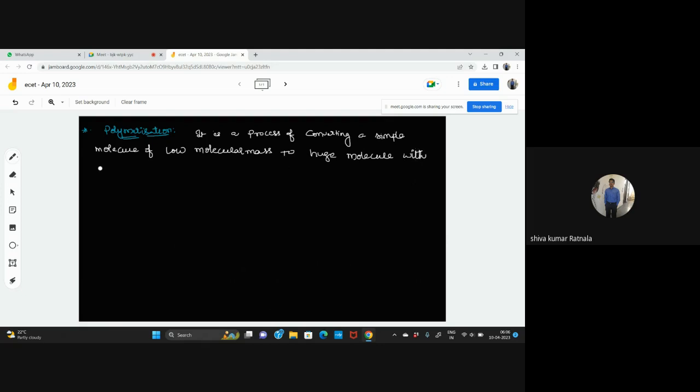Polymerization. Polymerization means it is a process of converting a simple molecule of low molecular mass to a huge molecule with higher molecular mass.